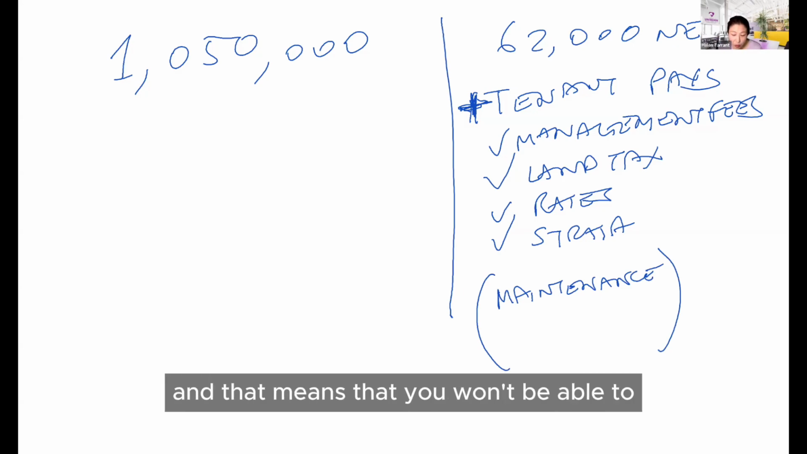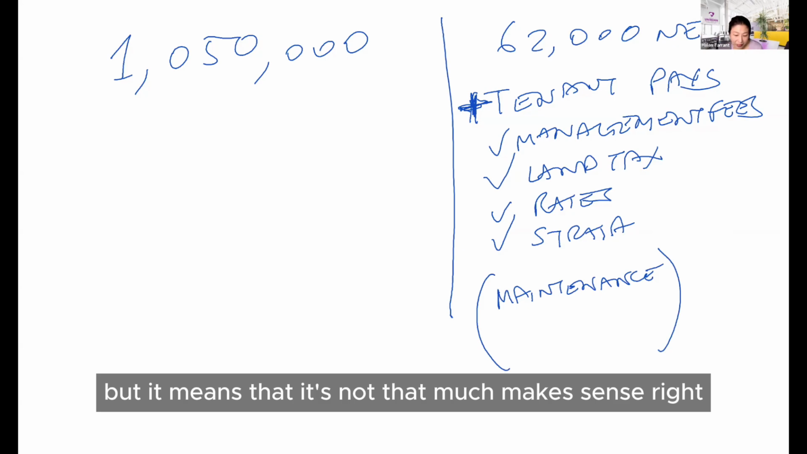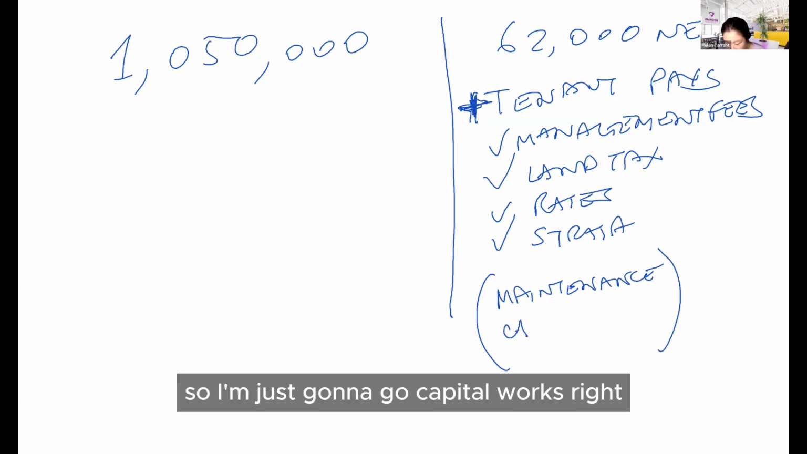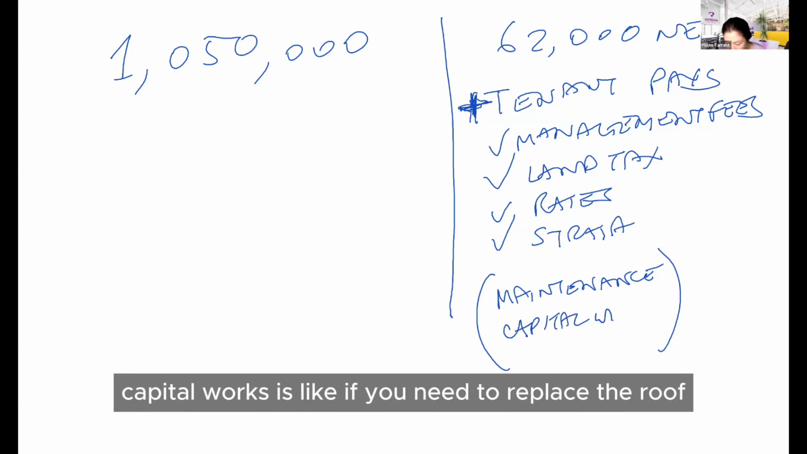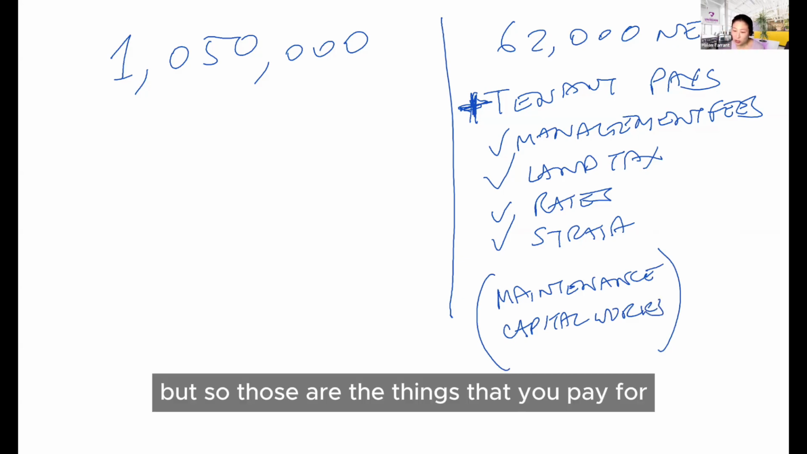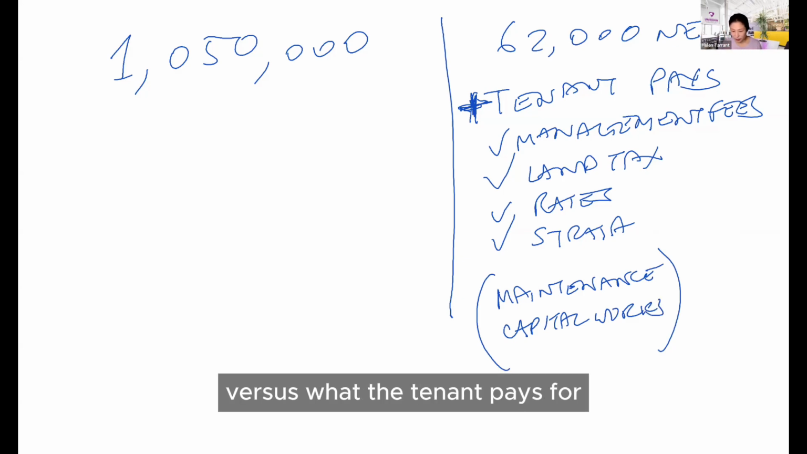It means that there's not that much maintenance, right? So I'm just going to put capital works, right? Capital works is like if you need to replace the roof, etc. Right? So those are the things that you pay for versus what the tenant pays for.